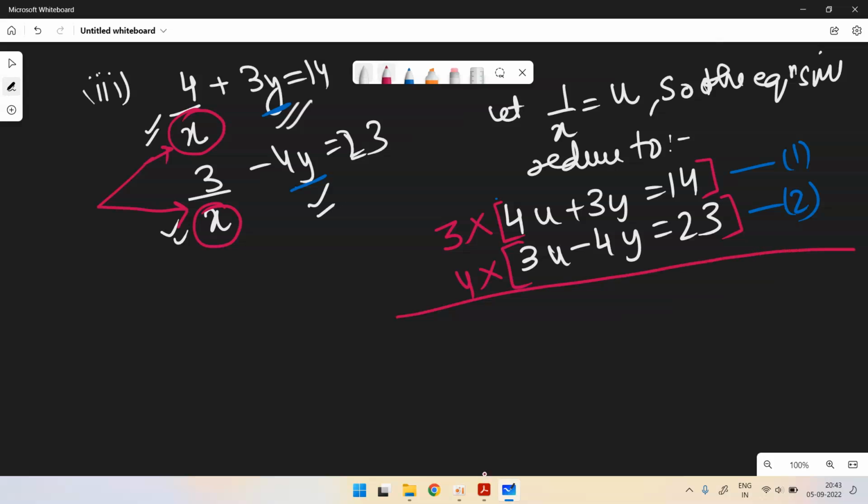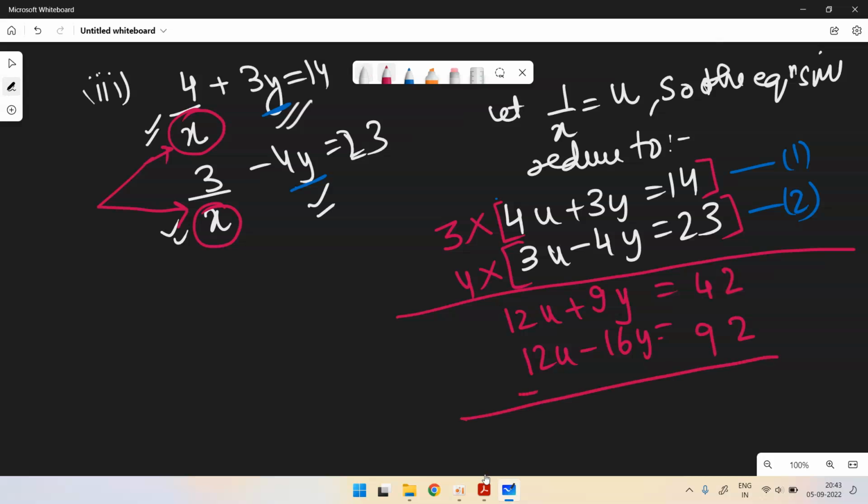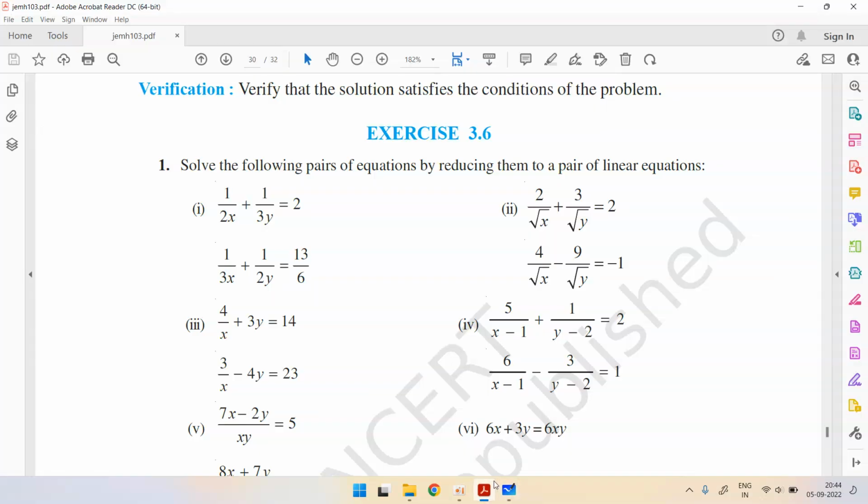So this becomes 4 times 3 is 12u + 9y, equal to 14 times 3 is 42, and 4 times 3 is 12u - 16y equal to 3 times 23 is 69. Now you need to subtract these two equations. If you subtract, this is minus, this is minus, this becomes plus, so the u terms become 0.